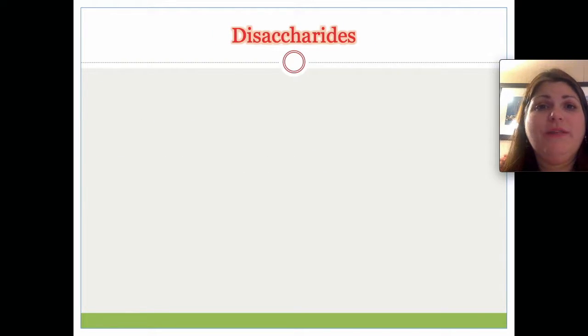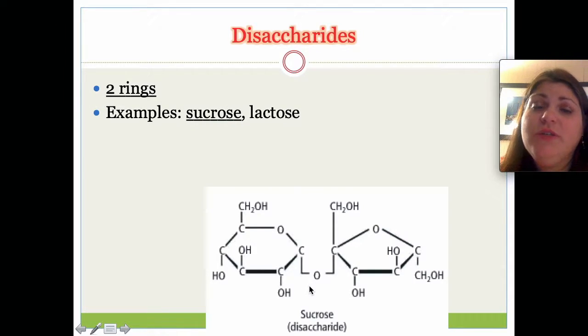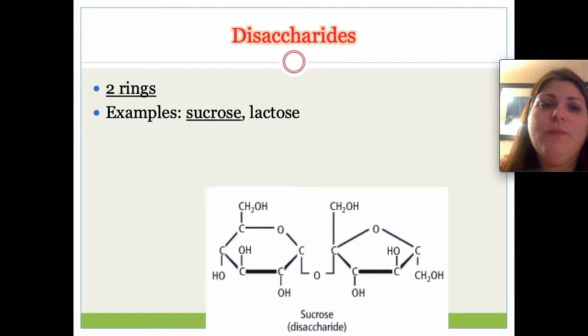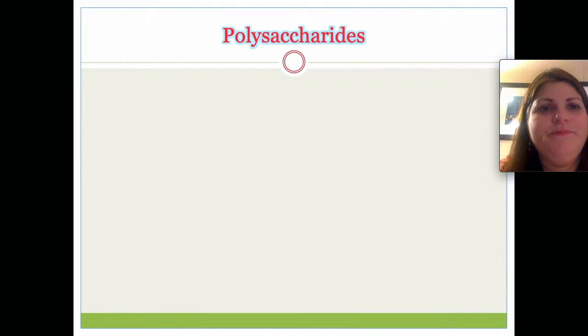Quite often, 2 monosaccharides are joined together in what we call a disaccharide. Disaccharides, as their name implies, have 2 rings in them. We'll see in lab that those 2 rings are joined together through the process of dehydration synthesis. So one hydrogen and one hydroxide, or an OH group, are removed, and they're joined together like this to make 2 rings connected together. Sucrose, which is table sugar, and lactose, as in the kind in milk when people are lactose intolerant. They can't digest the lactose that's in milk. So those are both disaccharides, and their function is also quick release energy. Same reason you would get a sugar high if you had a lot of candy, which is made of sucrose.